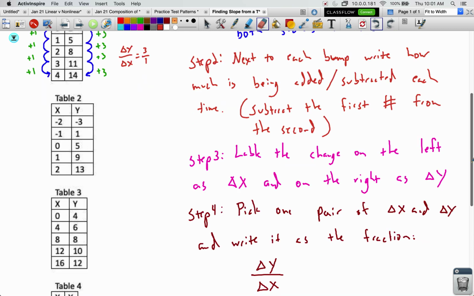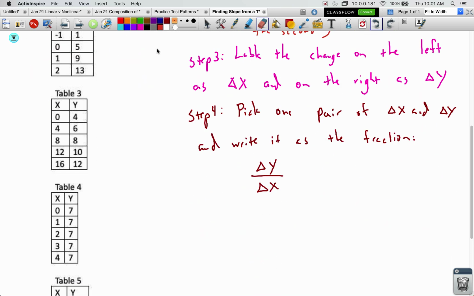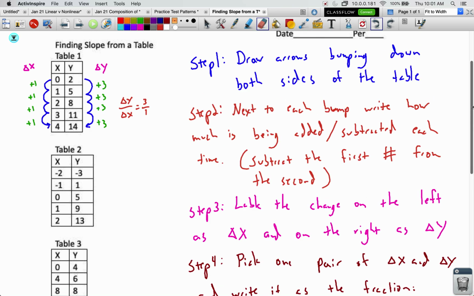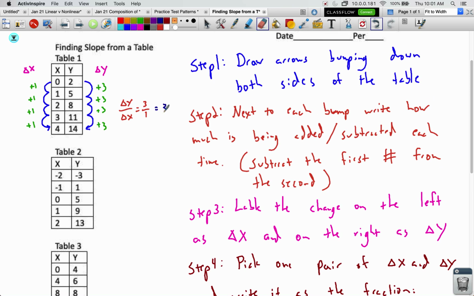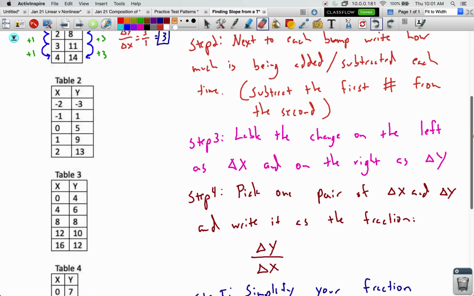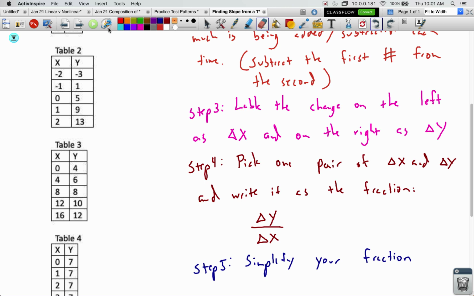And then the very final step, this is often our last step, is to simplify. So step 5, simplify your fraction. All right, so 3 over 1 just becomes a 3. And that is our slope. We might label it as m, because m is the letter we often use for slope, like in y equals mx plus b. Okay, so table 2.